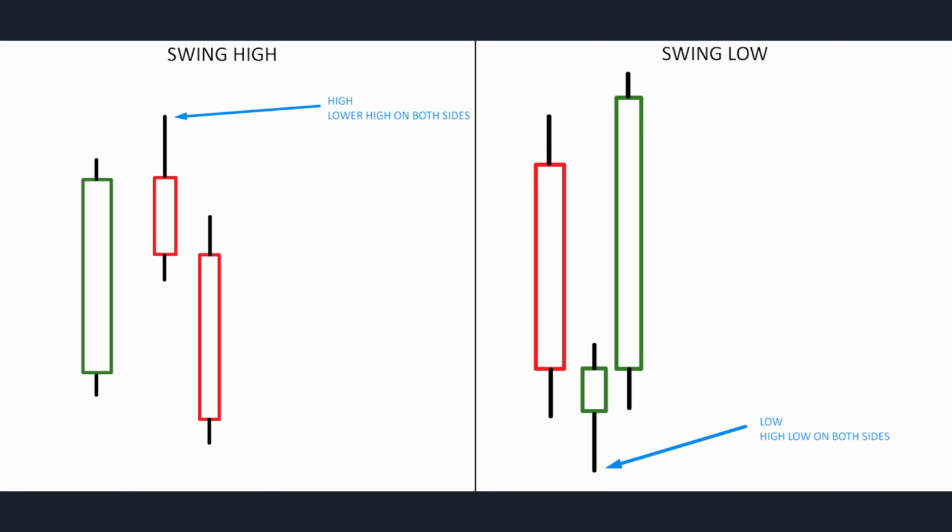Here's the diagram version of the swing high and swing low. As you'll recall, swing high, lower high on both sides, swing low, higher low on both sides. This should say higher low, not high low, but it's been one of those days.